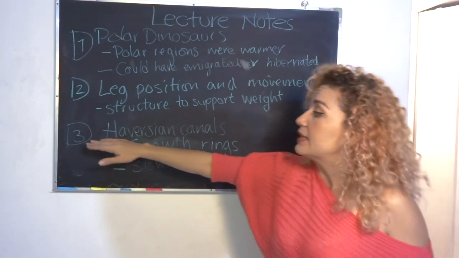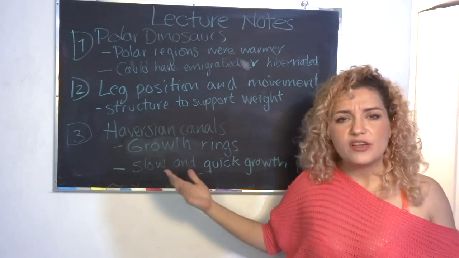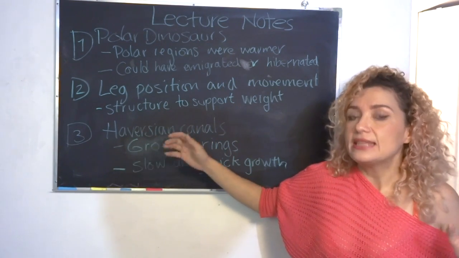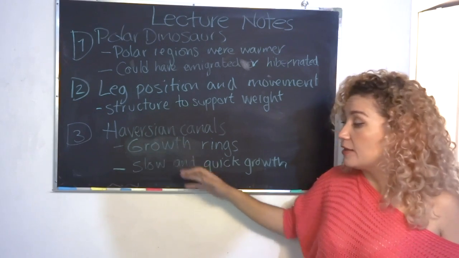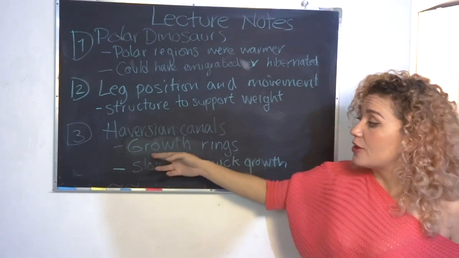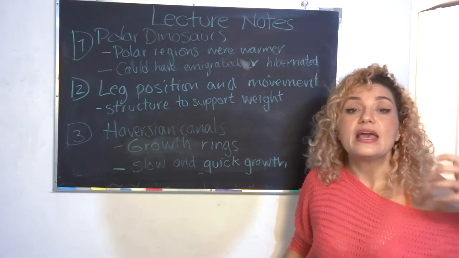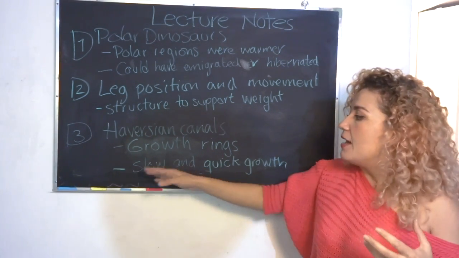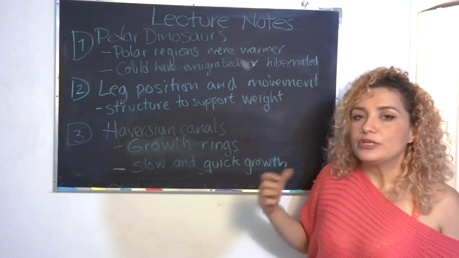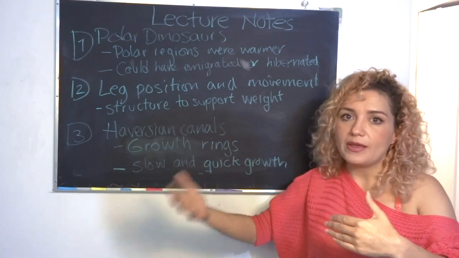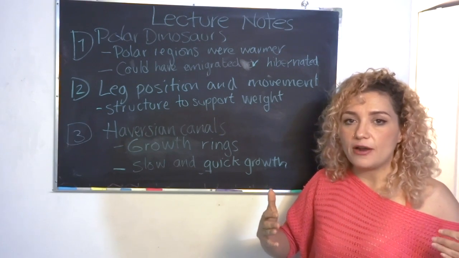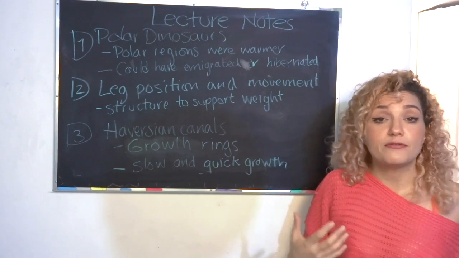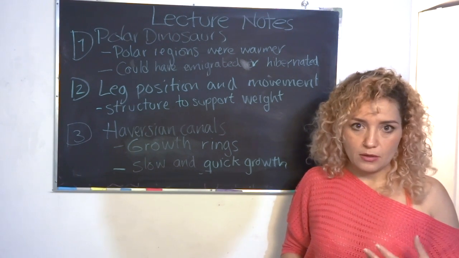And finally, they also explain, what about those haversian canals? And yes, like the professor said, they do have haversian canals, but most of the time they're actually growth rings, because cold-blooded animals have slow and quick growth, which happens in the periods of warm and cold temperatures in the environment. So these rings are not haversian canals, and they could have been confused with these growth rings.